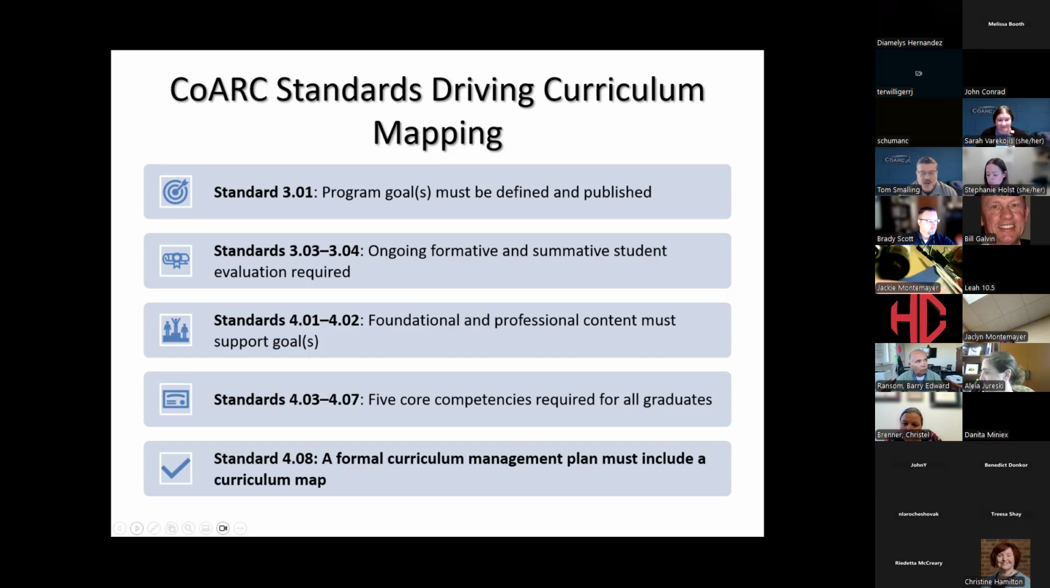But at the very bottom, you see in bold what our focus is going to be, which is 4.08, which requires you to develop and implement a curriculum management plan. Again, one of those elements is a curriculum plan.